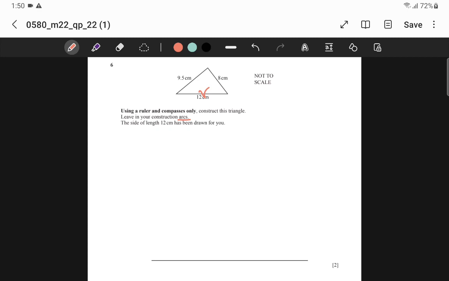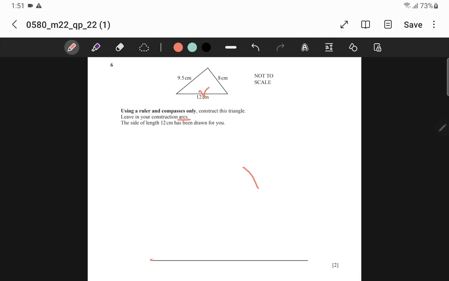Now listen to me. The first thing you need to do is take your compasses and set them so the distance between the point and the pencil is 9.5 centimeters. After that, you put the point on this vertex because the 9.5 centimeter side is from this vertex, right? So start with this vertex. The point you put here, and then for the pencil, you draw an arc, like so. This is part of the circumference of a circle with radius 9.5.